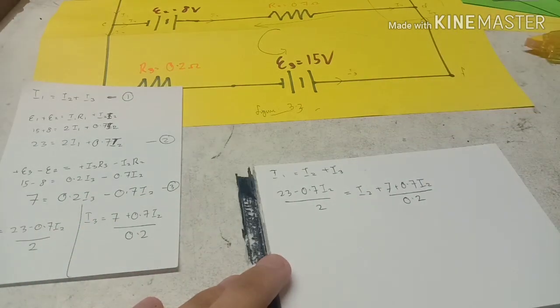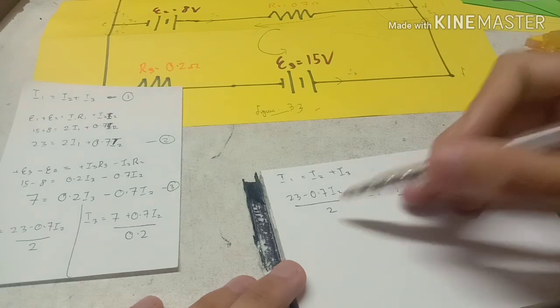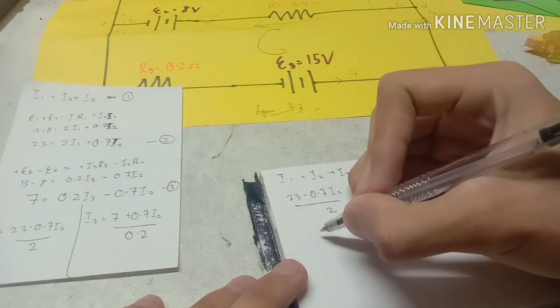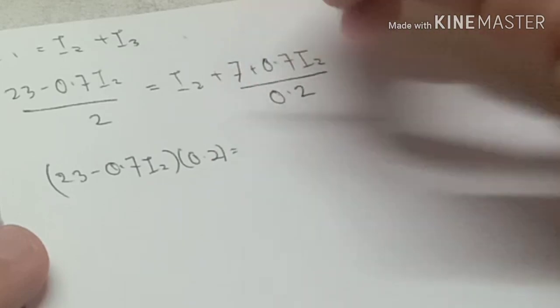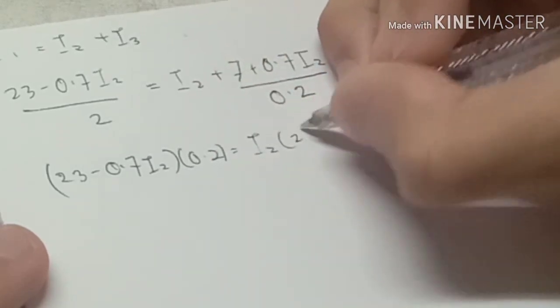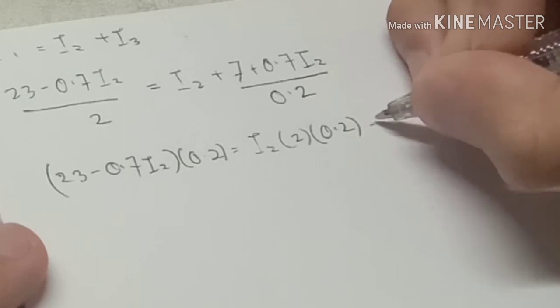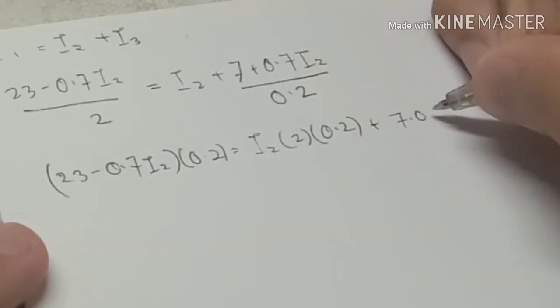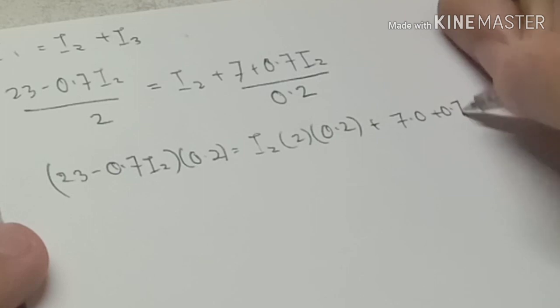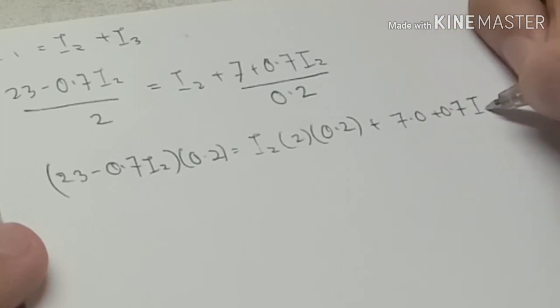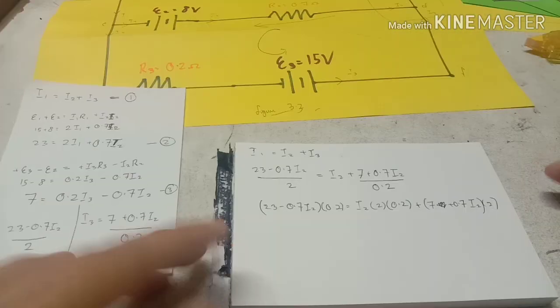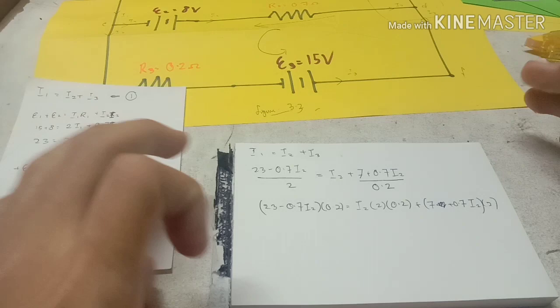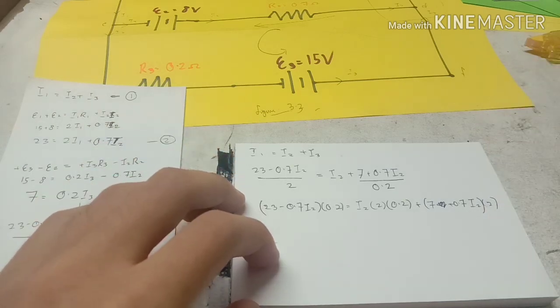I would just remove the denominator by multiplying the other terms with the number below it. So 23 minus 0.7 I2, I multiply this with 0.2. And then I2 is multiplied by both of the denominators, like here. And the last bit is multiplied with 2. So now we have this, a linear equation with everything else in here. So we continue as normal from here.